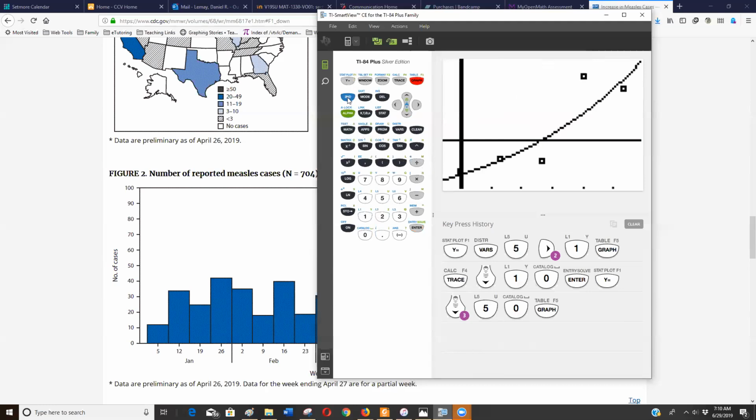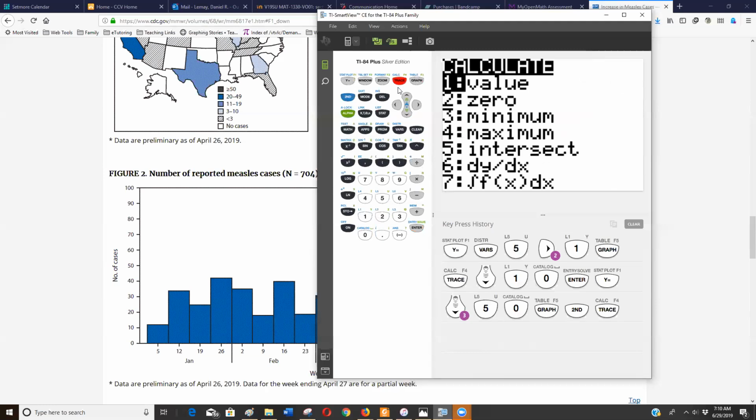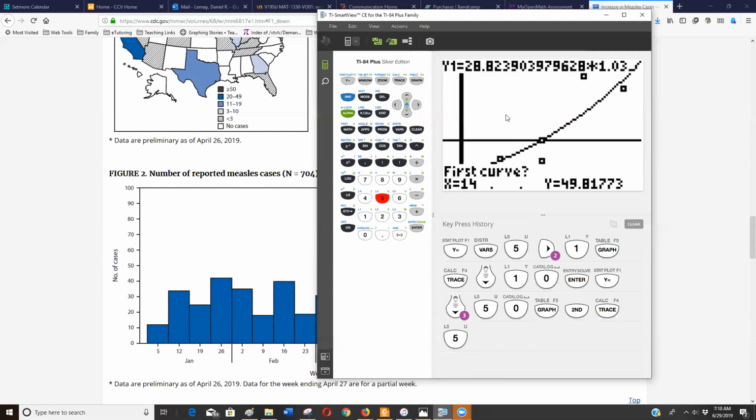So I'm going to do second calc intersection. The first curve is your regression equation. The second curve is my horizontal line. And then you don't have to guess it. There's only one intersection. That tells me during day 14, there were 50 cases.